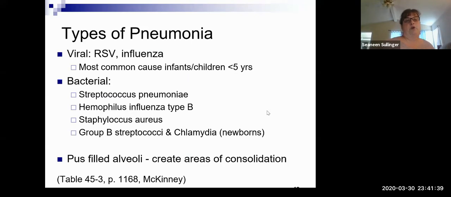So you can have pneumonia with RSV, which is viral, and so you're going to treat the symptoms. That's generally the cause, as well as influenza in the infants and children less than 5. If it's bacterial, oftentimes it'll be strep pneumonia. It could be Hib, Staph aureus. Could also be Group B and chlamydia. Sometimes you see that in newborns. And then if the alveoli become filled with pus as a result, then you get areas of consolidation where there's no air movement because the air's trying to move through pus.